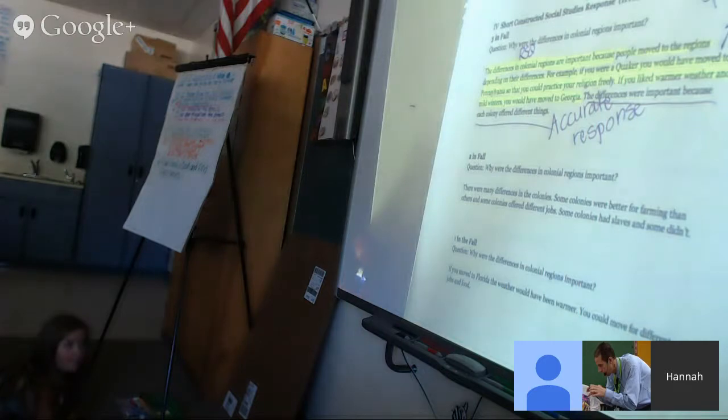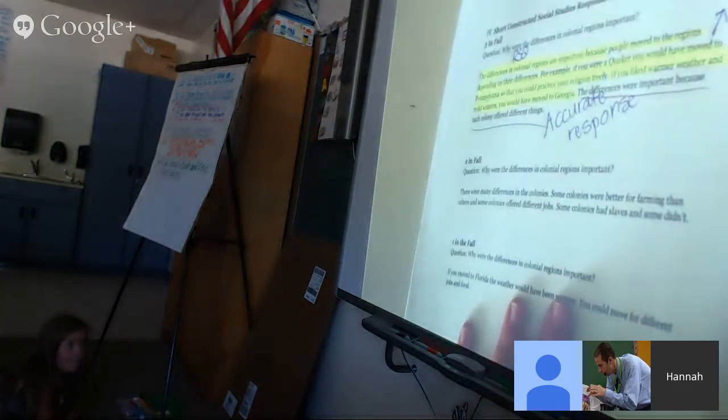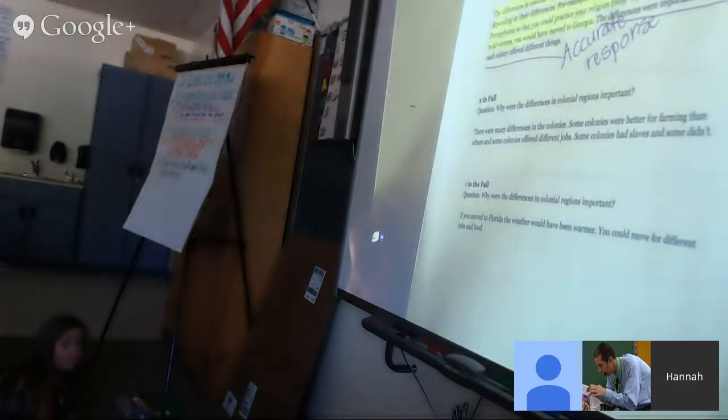Alrighty, for the 2 response, I'm hoping that nobody gets a 1. And I don't think anybody did when I gave out this question, because the answer wasn't accurate. But for the 2, it says, there were many differences in the colonies. Some colonies were better for farming than others, and some colonies offered different jobs. Some colonies had slaves, and some didn't. I want you right now to turn and talk, and I want you to mark up the number 2. Why is this a 2?